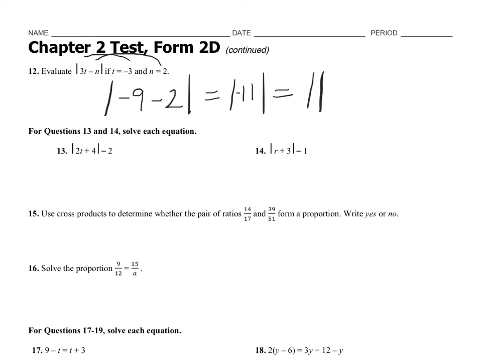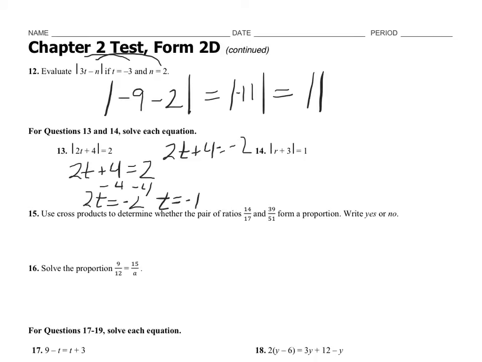All right, 13. This one takes a little bit of remembering because you're asking, okay, what number gives me an absolute value of 2? Well, there's two choices then. That means 2t plus 4 has to equal 2, or 2t plus 4 has to equal negative 2. So subtract the 4. 2t is equal to negative 2. Then t does have to equal negative 1. Or I do this one here, and t would come out to be negative 3.